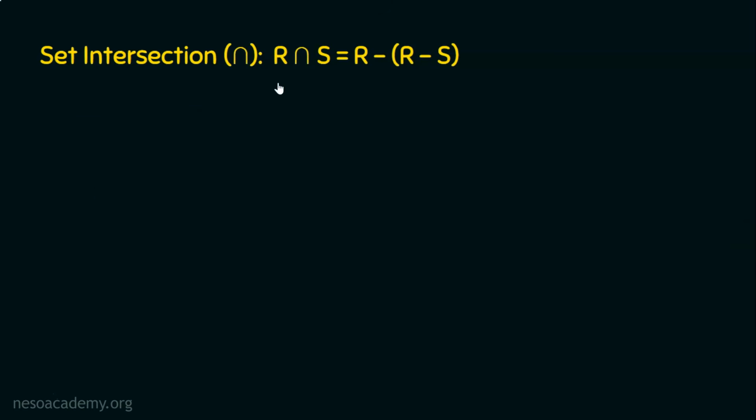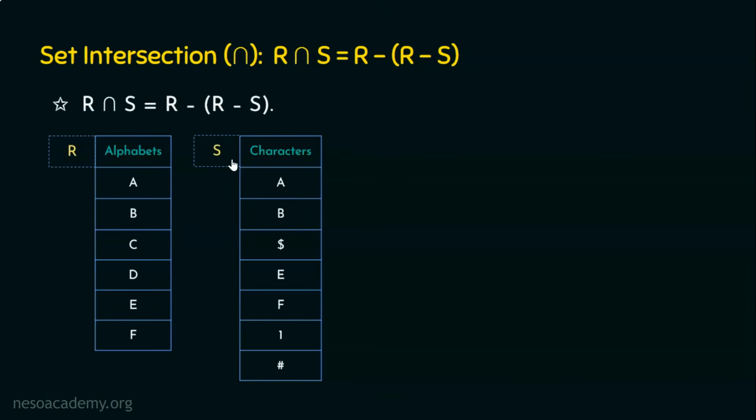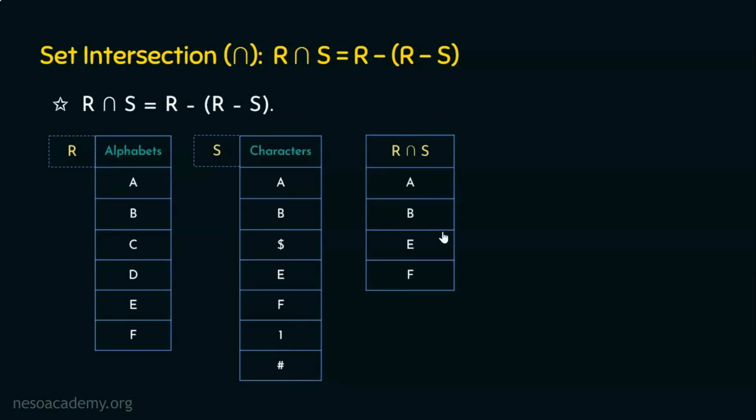So what we are going to prove now is that R intersection S is equal to R minus (R minus S). Let's take the first relation R, which contains the set of alphabets A, B, C, D, E and F. Let's take another relation S, which contains the characters A, B, E, F, 1 and hash. We have already performed R intersection S in our previous slide, and the output will be the elements A, B, E and F, which are there in both R as well as S.